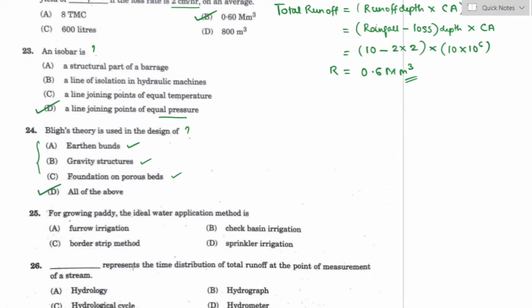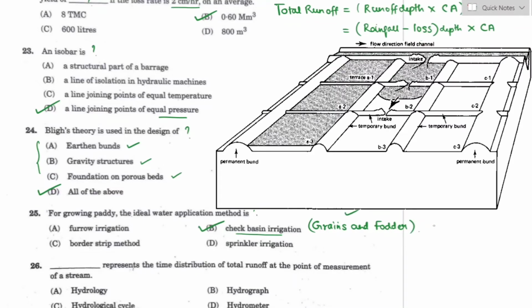Question number 25. For growing paddy, the ideal water application method is check basin irrigation. Option B is the right answer. This method is specially adapted for irrigation of grains and fodder crops such as rice and paddy, where the water is absorbed slowly in heavy soils and has to stand relatively for a longer time to ensure adequate irrigation.